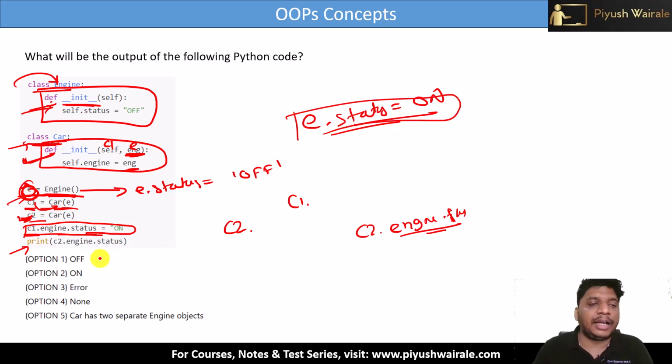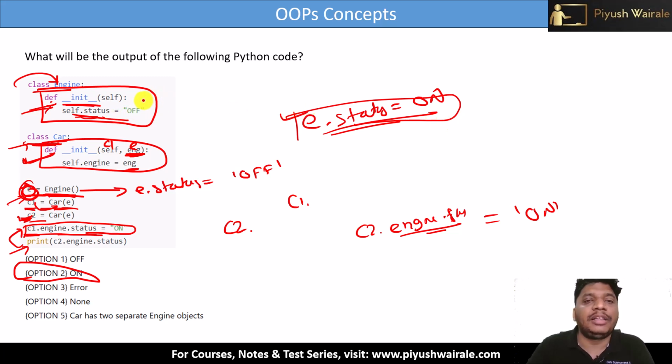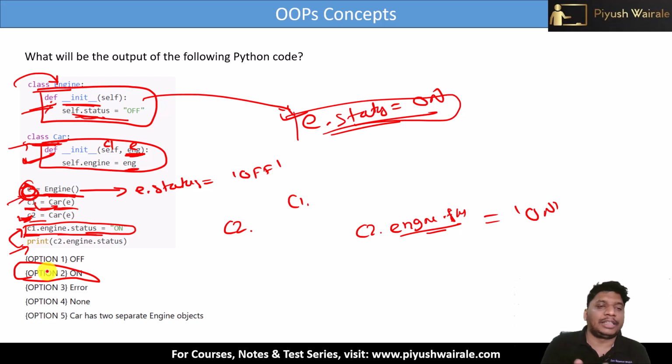So now we can see the correct option for this particular question is basically what? Option 2 here. So this will be on as well, because at this particular line, this engine.status equals off got replaced by on here. It got updated by this particular line here. Okay, that's why option 2 is correct. I hope you understood how it overrides the properties of class and object here.